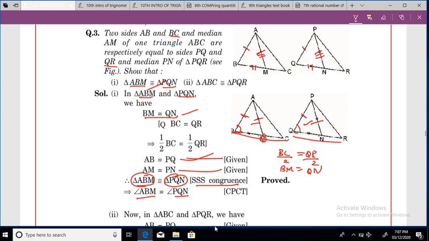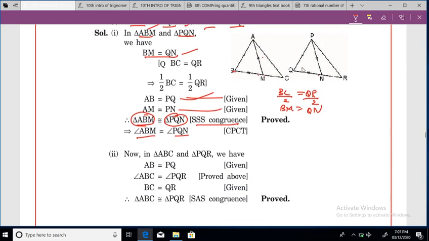Okay, so let's see the second question in this. Okay, ABC and PQR. Okay, let's erase this. So next, ABC and PQR.